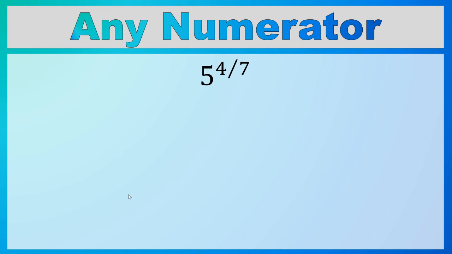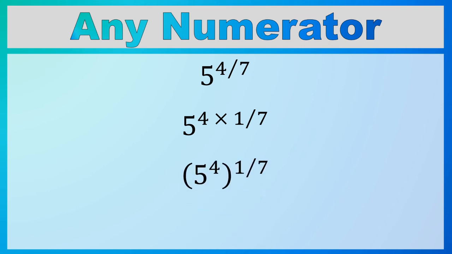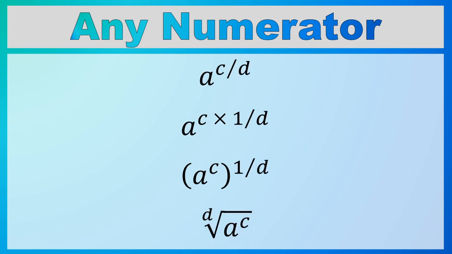5 to the 4/7. 4/7 is equal to 4 times 1/7. And based on the property that I previously explained in the set of videos called the power of a power, we get this. As I explained in the previous slide, going to the 1/d, or in this case, going to the 1/7, and going to the dth root, or in this case, the 7th root, those are the same if you only consider real answers, and so we get this, and you can do likewise with variables.